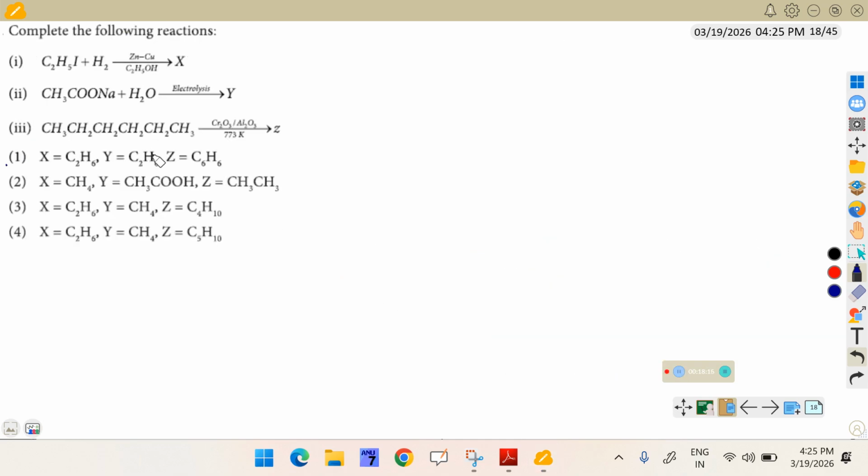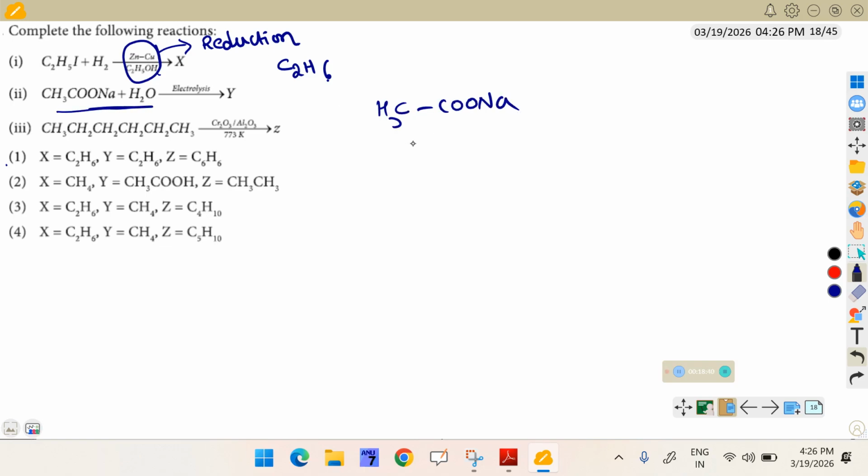Next question. Alkyl iodide reacts with hydrogen in the presence of zinc copper and C2H5OH. In the presence of zinc copper, alkyl iodides undergo reduction. Remove iodine, in place of iodine substitute hydrogen, then C2H6. We know that this is Kolbe electrolysis. CH3COONa undergoes Kolbe electrolysis, then it gives C2H6. Check the previous video, clearly explained.